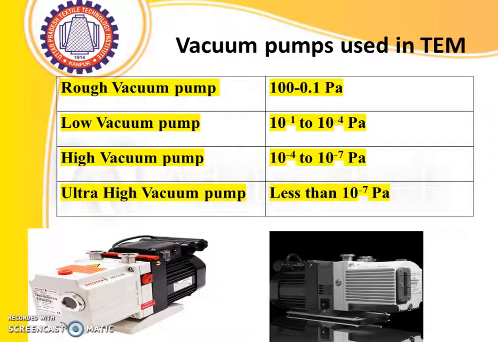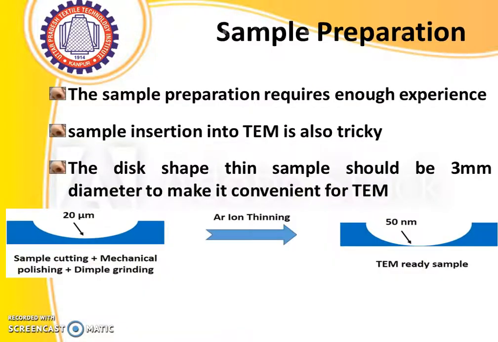These are some different types of pumps which have their capacity to create the vacuum level. The rough vacuum pump is able to reach 100 to 0.1 Pascal. Low vacuum pump: 10 to the power minus 1 to 10 to the power minus 4 Pascal. High vacuum pump: 10 to the power minus 4 to 10 to the power minus 7 Pascal, and ultra high vacuum pumps make less than 10 to the power minus 7 Pascal possible.